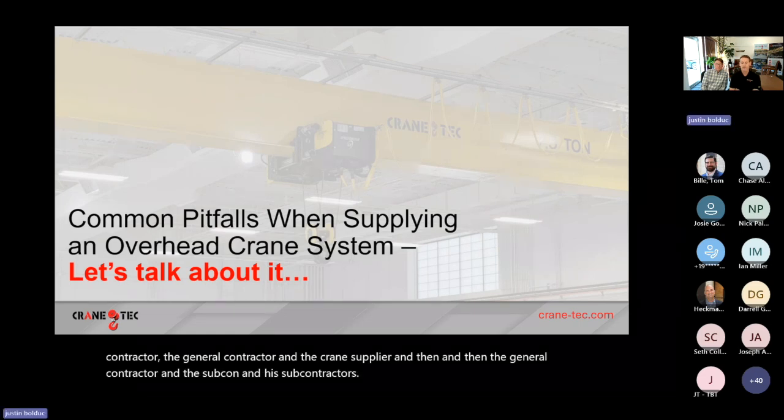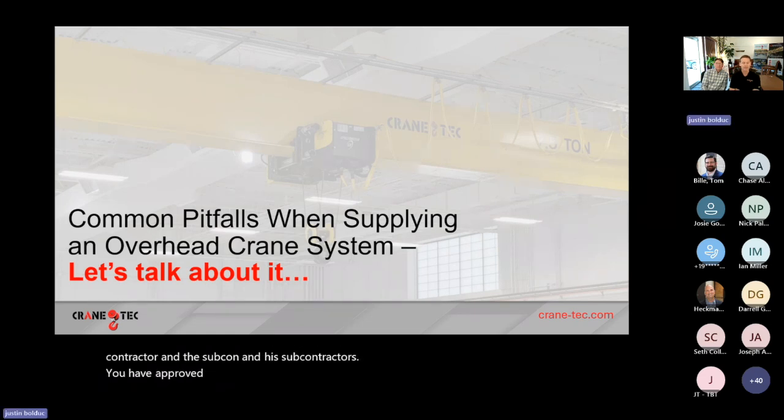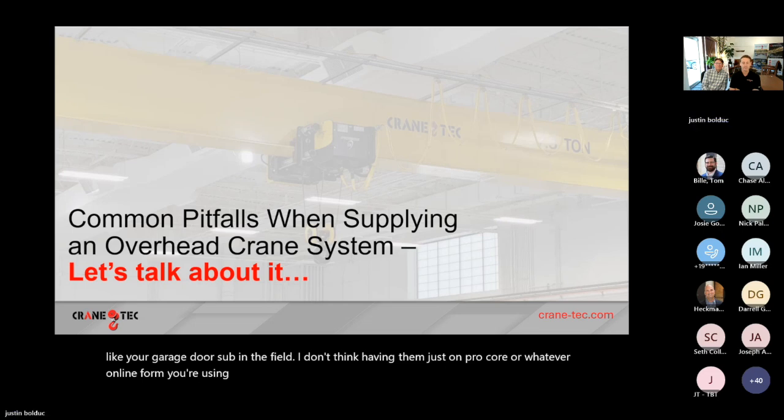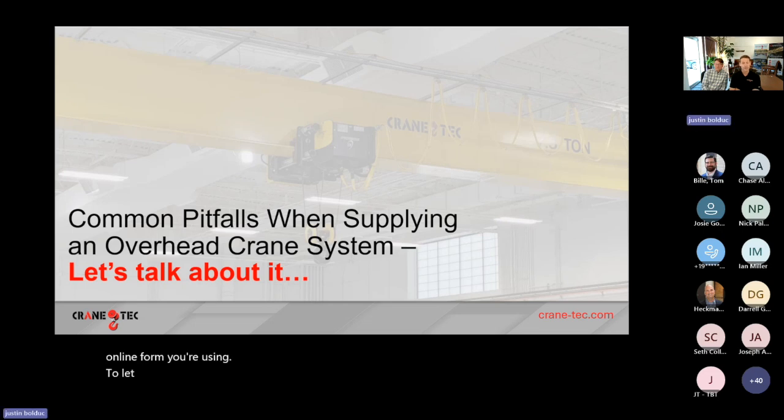You have approved final crane drawings, and I think that you should, at a minimum, be emailing those to individual subs, but also printing them out and giving them to, for example, your garage door sub in the field. I don't think having them just on Procore or whatever online platform you're using is enough. Let them know, here's the crane, that's what's going to be up there, and you need to work around that. I think that's real important.